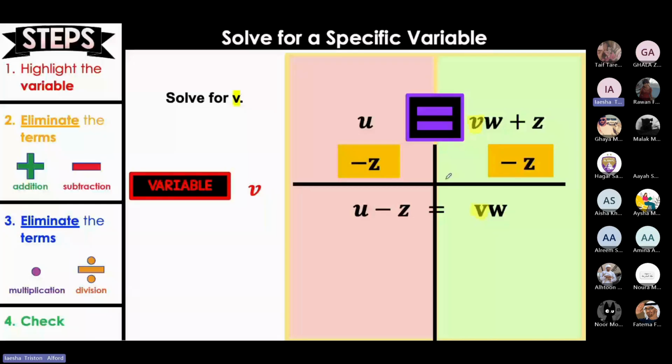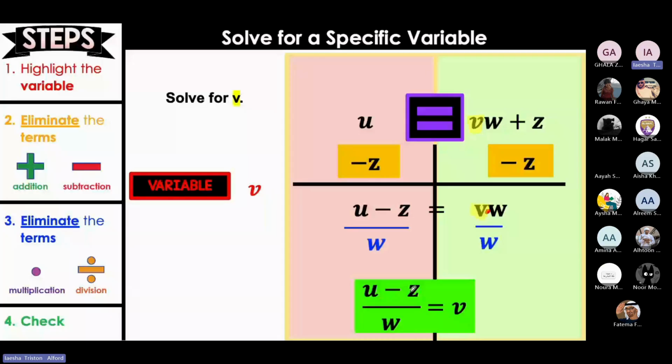This is multiply. So if we want to remove the w, we have to divide w both sides. When we write the final answer, it's looking this way: u subtract z divide w is equal to v. Okay, so we'll try another one.